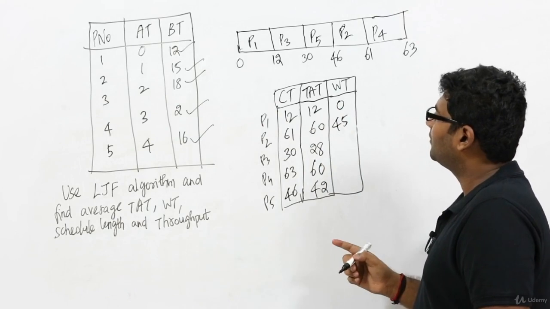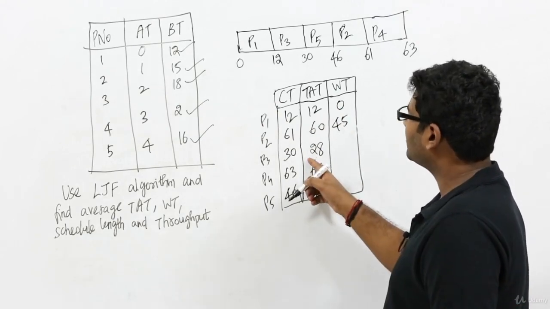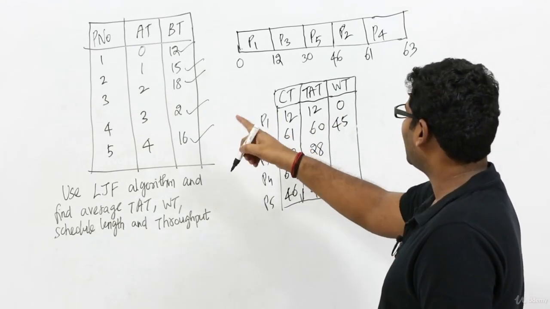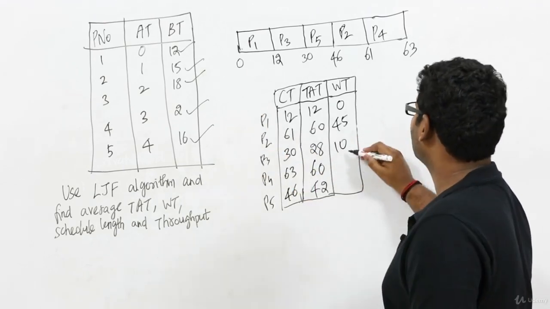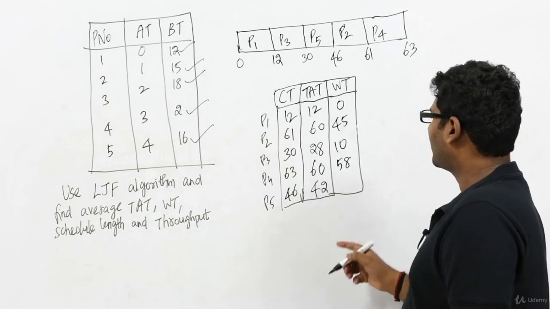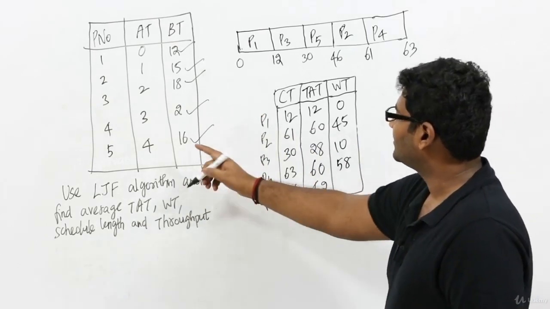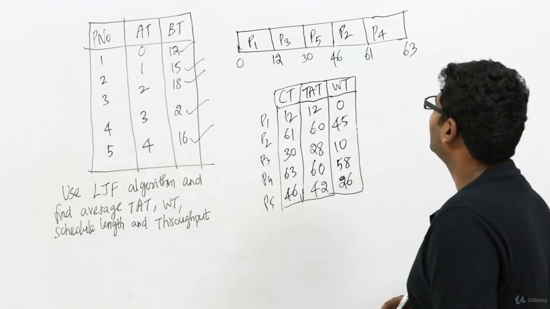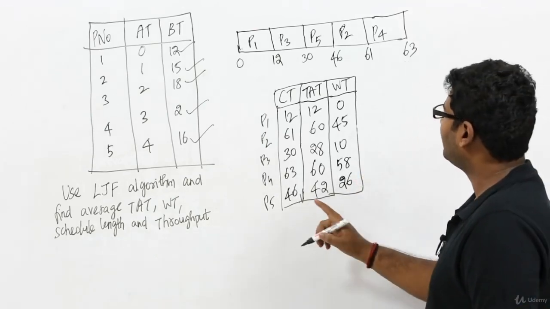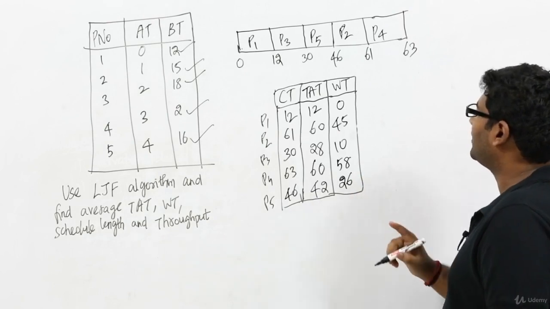Then 28 minus 18 is 10. Then 60 minus 2 is 58. Then 42 minus 16 is 32. Then 26. So we have computed the completion time, turnaround time and then waiting time.